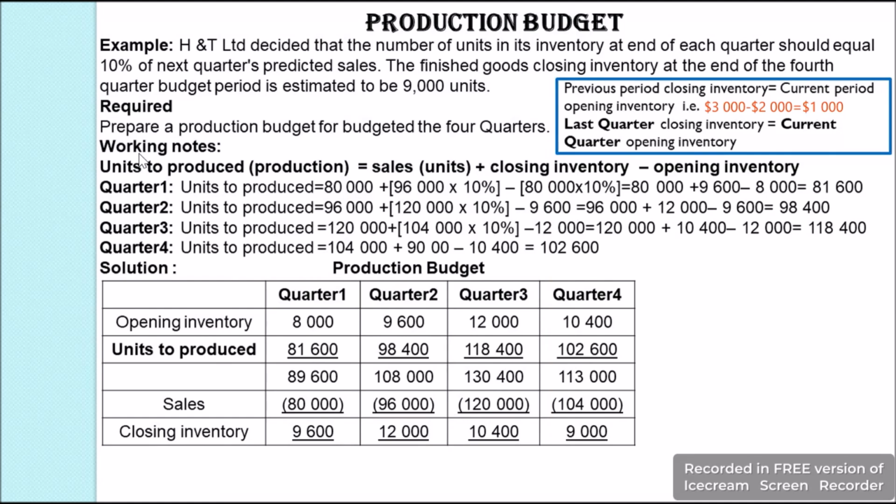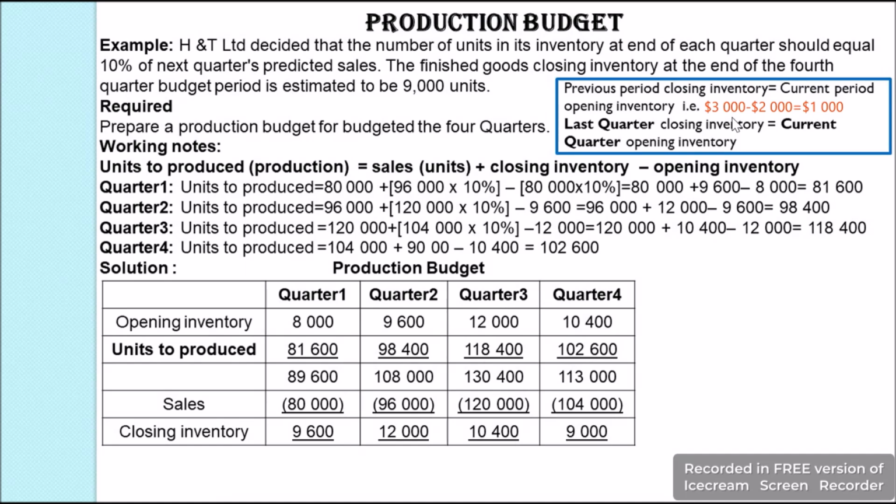Now let's do the working notes. We'll start with the units to be produced for the budgeted period, or the budgeted production, which will be equal to the sales budget. From there we get the units sold, so we'll take the sales units here plus the closing inventory minus the opening inventory. We know the closing inventory as it is given here. It will be the 10% of the next quarter's predicted sale. Now what about the opening inventory? The opening inventory will be the last period's closing inventory.